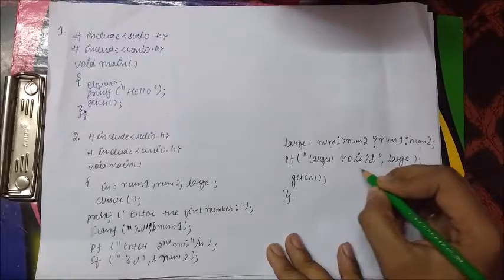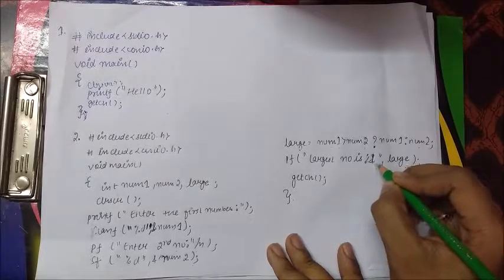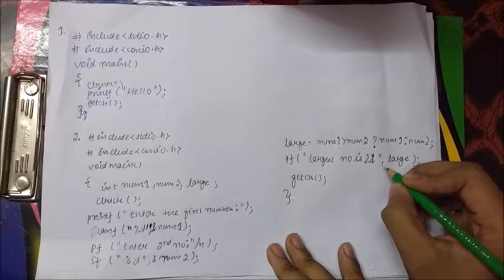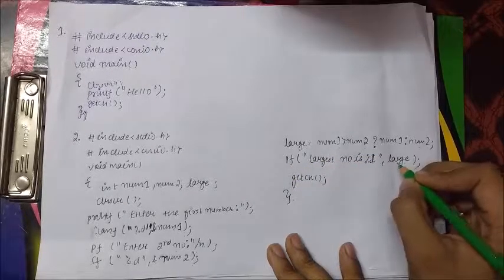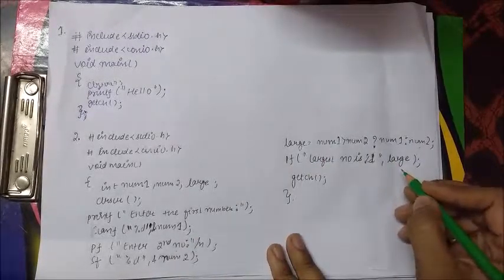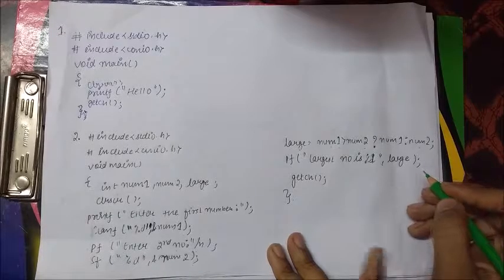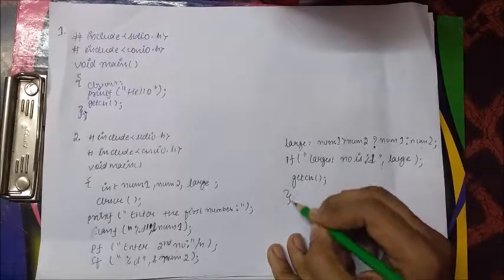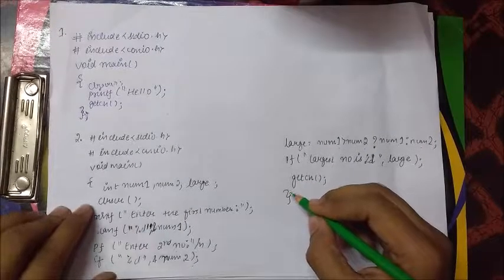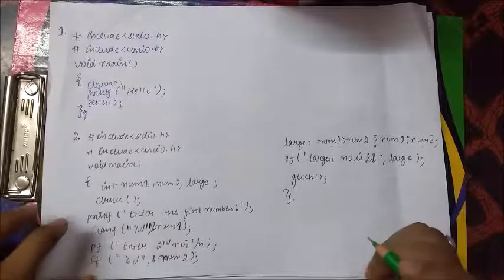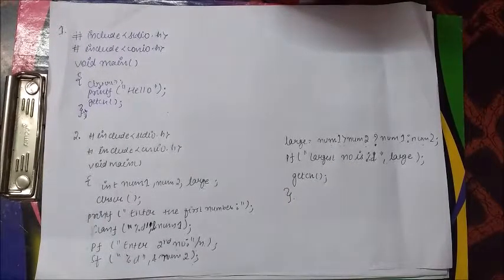Now printf, largest number is %d in quotes, comma large. In printf we never use the & sign because we just have to print the value. Now getch and the brackets closed. This is all in this video.